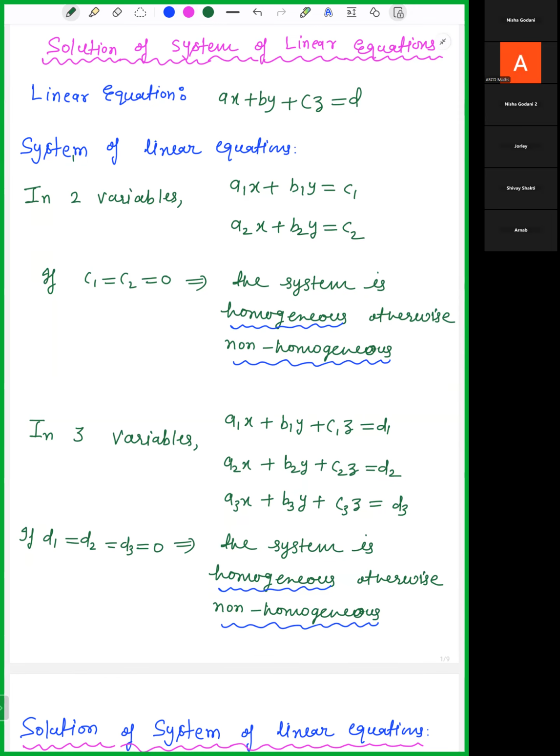In matrices or in linear algebra, we studied some basics like matrices, matrix operations, transpose, determinant, inverse of a matrix. So such things we studied. So today I'm going to start with first the solution of system of linear equations. Okay. So first you must understand what is a linear equation.